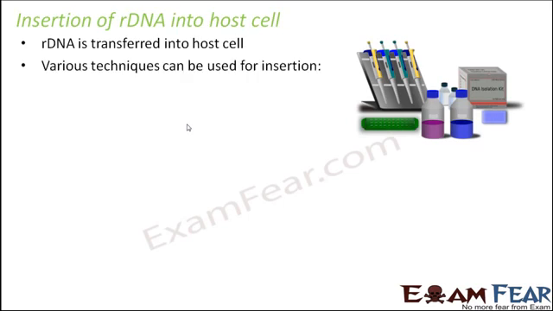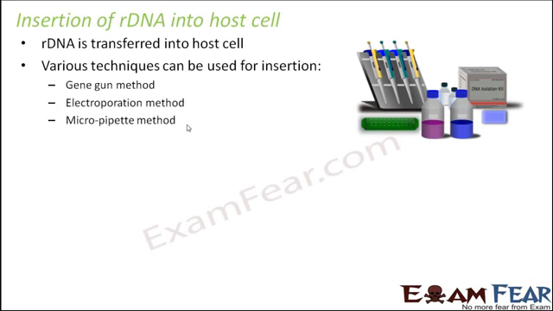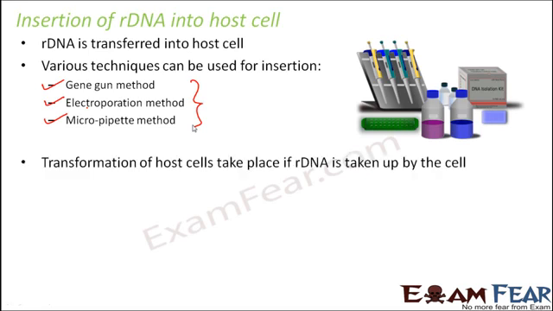As I mentioned before, there can be a variety of techniques like the gene gun method, electroporation method and micropipette method. I just discussed them some time back, so I don't think I really need to discuss them again. These are the various ways by which this recombinant DNA is inserted into the host cell. Now, transformation of host cells can take place if recombinant DNA is taken up by the cell. Here comes the term transformation. If you remember, we discussed that it is the process where the recombinant DNA, which contains the foreign gene, is inserted into the host cell.